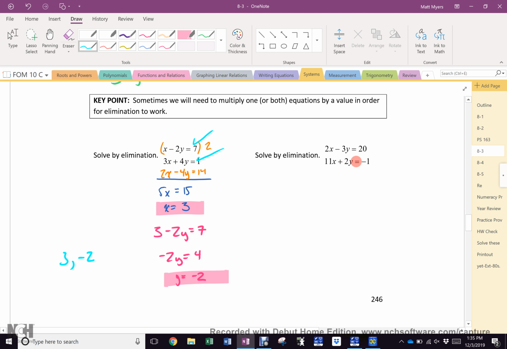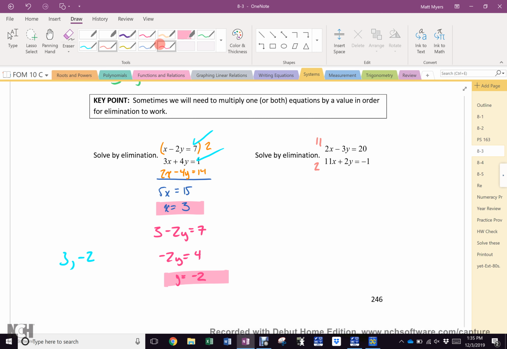Okay. Now let's look here. Can I eliminate? No, I cannot. I need some of the coefficients to be the same, right? Just like if I had 1 over 5 plus 3 over 7, I need the denominators to be the same. Well, in this case, I need the coefficients to be the same. What's the easiest way to get the coefficients to be the same? Could I multiply the top by 11 and the bottom by 2? Yeah. Then I would have 22x and 22x, and I could eliminate x.